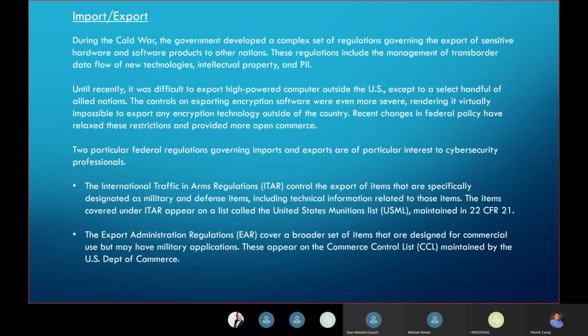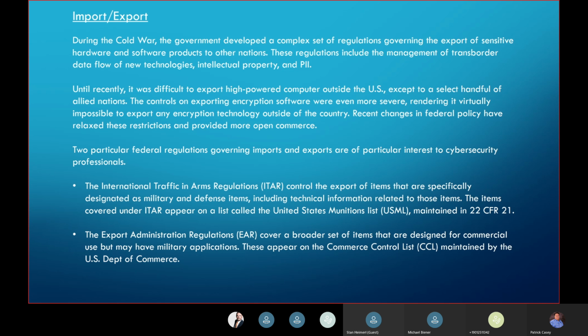Import and export. During the Cold War, the government developed a complex set of regulations governing the export of sensitive hardware and software products to other nations. These regulations include the management of transport data flow of new technologies, intellectual property, and PII. Until recently, it was difficult to export high-powered computers outside the U.S., except to a select handful of allied nations. The controls on exporting encryption software were even more severe, rendering it virtually impossible to export any encryption technology outside the country. Recent changes in federal policy have relaxed these restrictions and provide more open commerce.